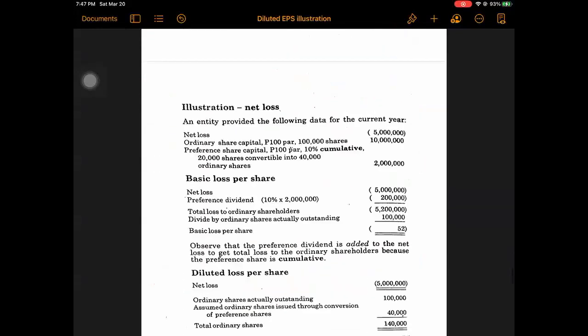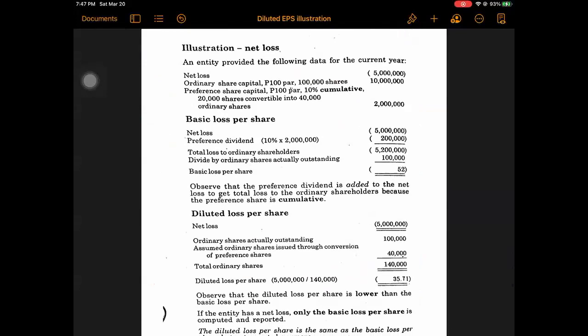okay, what if there is a net loss? Instead of basic earnings per share, it becomes basic loss per share. In this illustration, the entity provided the following data for the current year. You have a net loss of 5 million, ordinary share capital of 100 par, 100,000 shares, 10 million, then preference share capital, 10% cumulative, which can be converted into 40,000 ordinary shares.